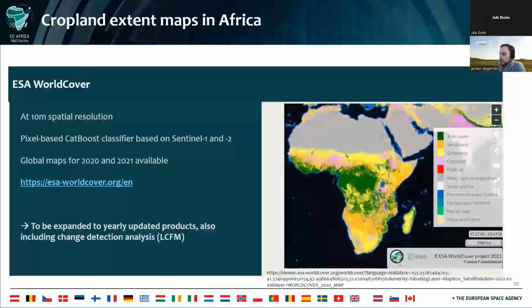Just 2 examples of products ready to be used by all of you, actually. ESA WorldCover produces land cover information at 10-meter resolution. It's based on a gradient boosting classifier using Sentinel-1 and 2. So we have global maps available now for the years 2020 and 2021, freely available. And this, for your information, will be expanded in the future. This product will get a yearly update and also some additional change detection analysis. So if you're interested in having high resolution land cover information for your project, then I highly recommend you check this out.